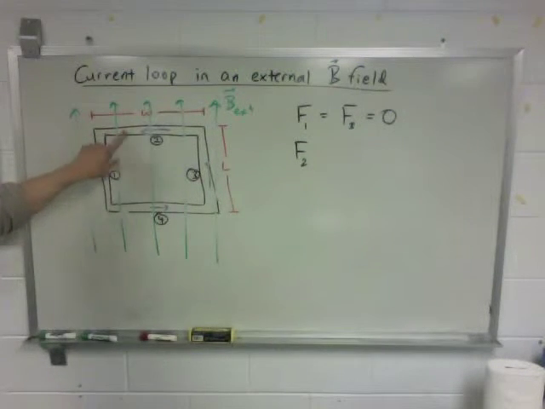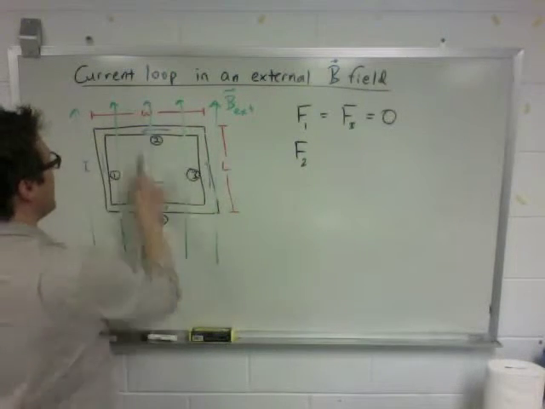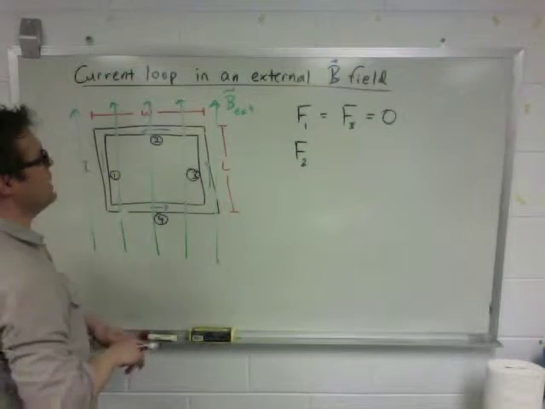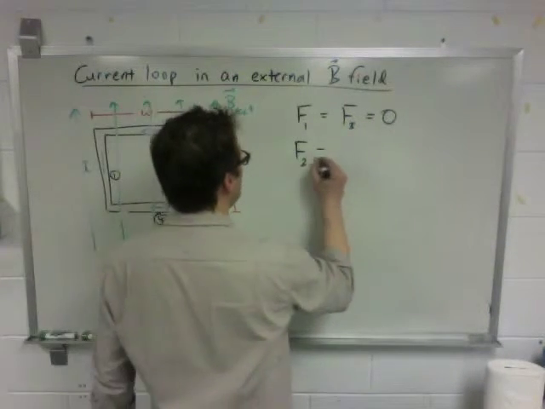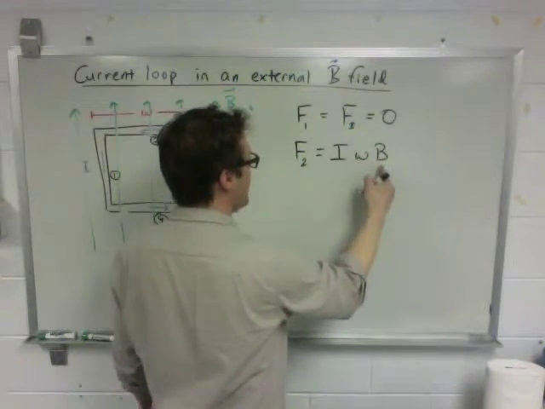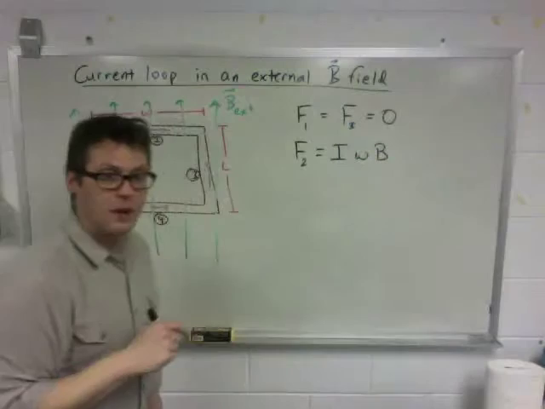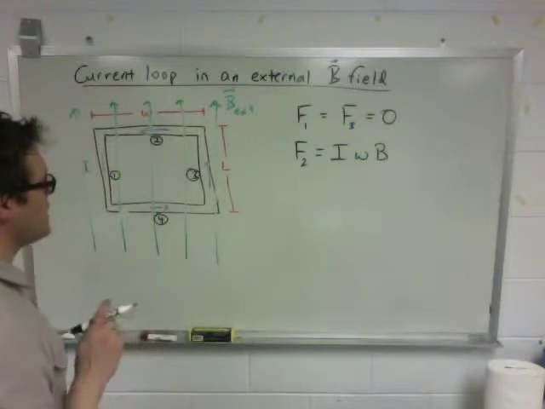Number 2, well, I have a length of wire, length W, in a magnetic field, and the angle between them is 90 degrees. The sine of 90 degrees is 1, and so F2 would be I times W times B. That's just ILB sine theta, right? Where sine theta gave me 1 because theta was 90. So IWB.